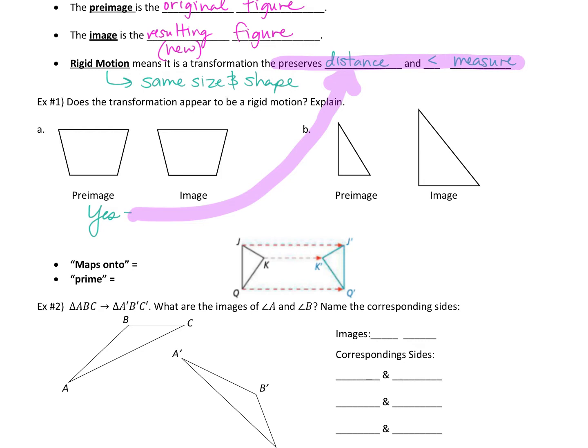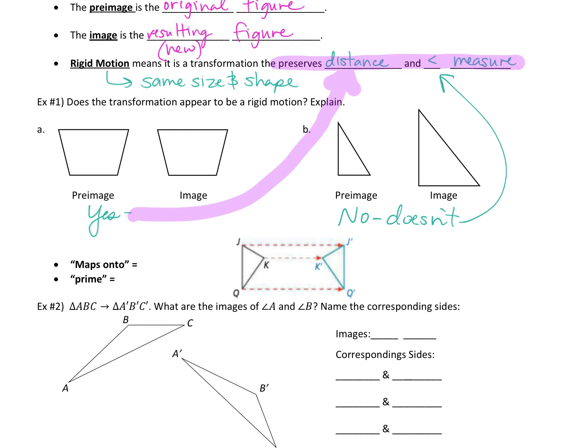What about letter B then? Is that a rigid motion? That's a no, because it doesn't preserve distance and angle measure, right? So if it's the same size and shape, yes, rigid motion. If it's not the same size and shape, not a rigid motion. Okay.